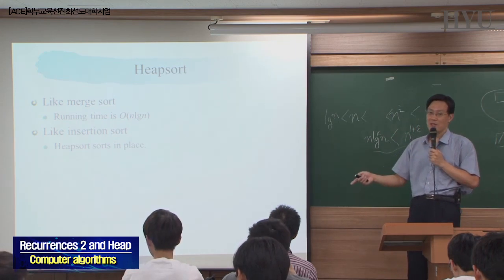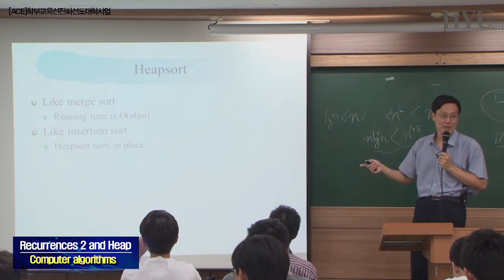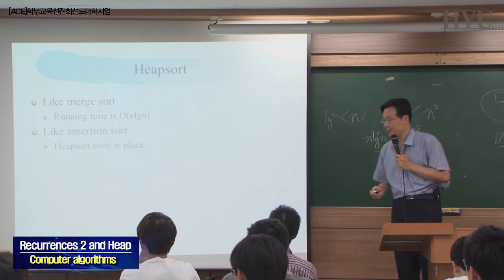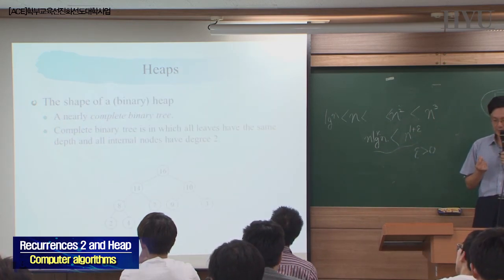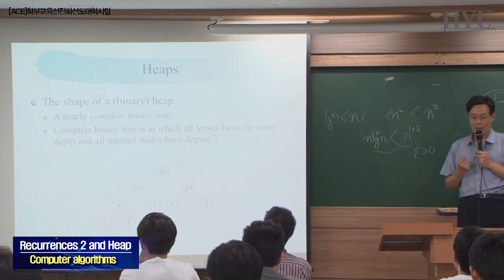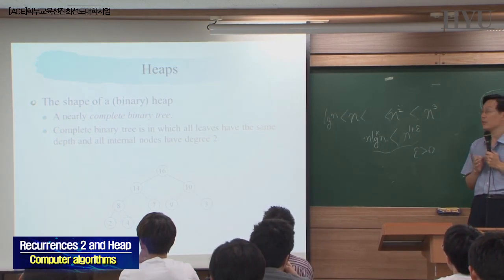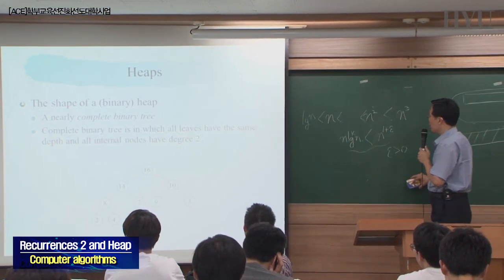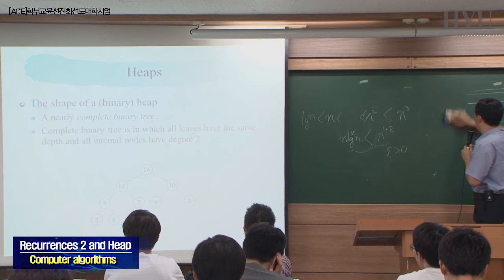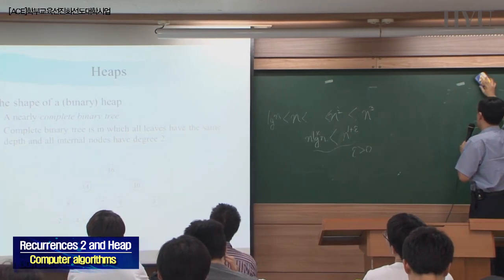And in the worst case, this is the fastest one. Now first, let me explain the shape of a heap. It's a nearly complete binary tree. A nearly complete binary tree means this.